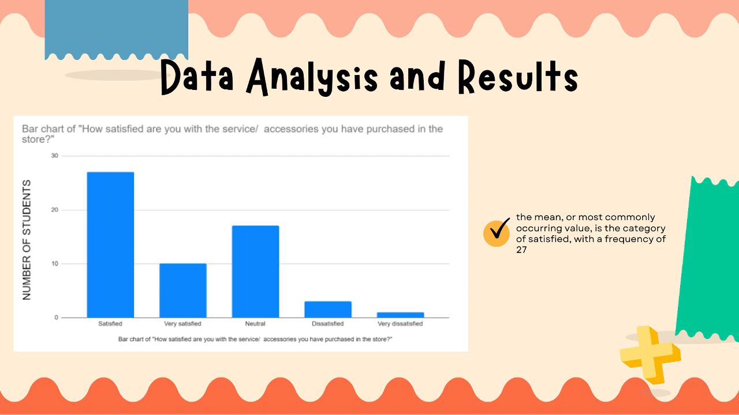From this data, we can determine that the most common response, or the mean, is satisfied with a frequency of 27. This distribution of satisfaction levels is clearly illustrated in the bar chart shown.